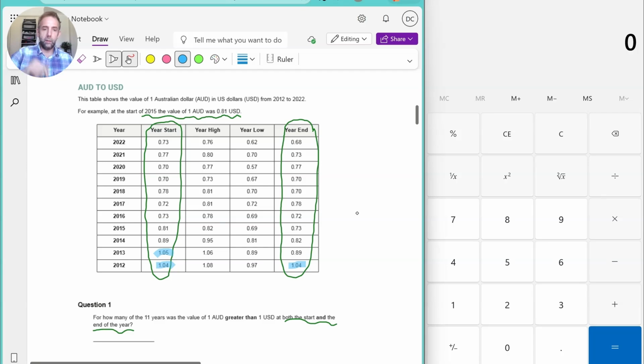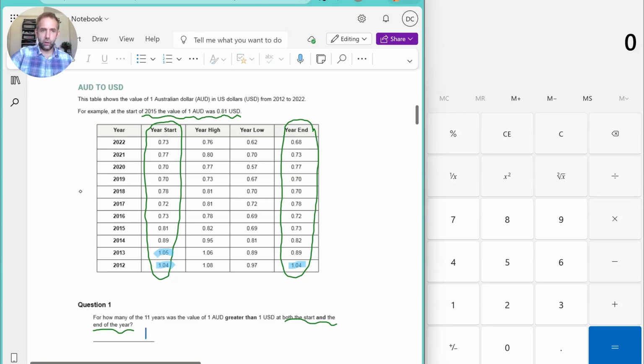The question says, for how many years was the value of $1 Australian greater, both at the start and the end of the year? So in 2013, you would have been greater at the beginning, but at the end you would not, because this is 0.89. So actually, the only year where the value was greater at the beginning and the end is 2012, because you can see here 1.04, both at the beginning and end. That's the only year where both of those numbers are larger than 1, and hence you would end up with more. So the answer to that one is 1.